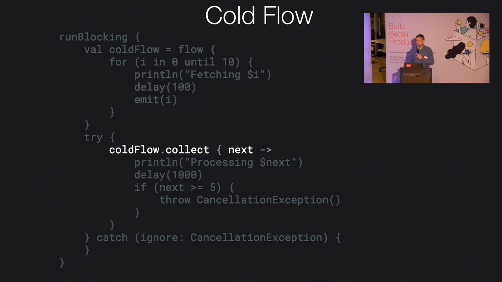So here we're collecting. We're basically waiting a second again. Then when we get to our 5th element, we're saying stop collecting. You wouldn't normally do it this way, but this is one way to cancel the collection. We're throwing a cancellation exception. You can throw any exception here. It's in a try catch block.